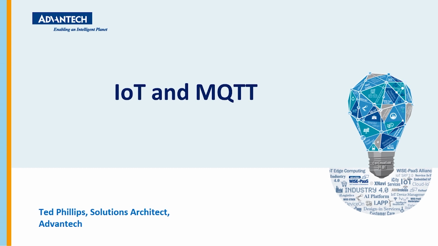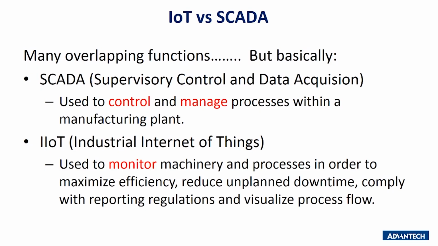Today we're talking about IoT and MQTT. IoT and SCADA have many overlapping functions, but basically SCADA, supervisory control and data acquisition, is used to control machines and connect PLCs to systems that run the machines in the plant. Where IIoT is used as a monitoring function, where you're looking to maximize efficiency, reduce unplanned downtime, comply with reporting regulations, and visualize project flow. So they're two kind of different things.